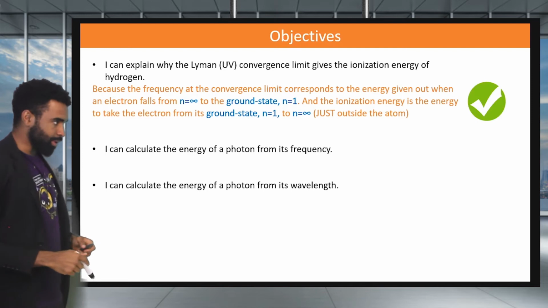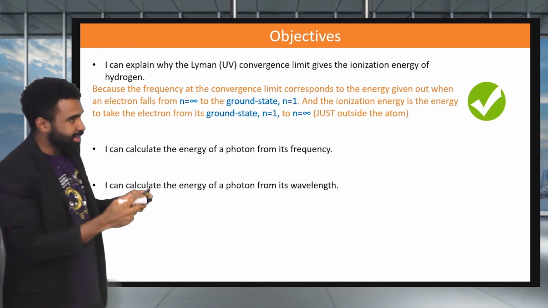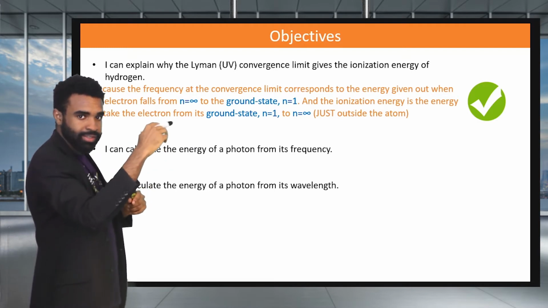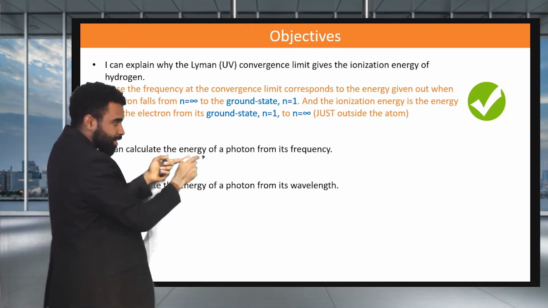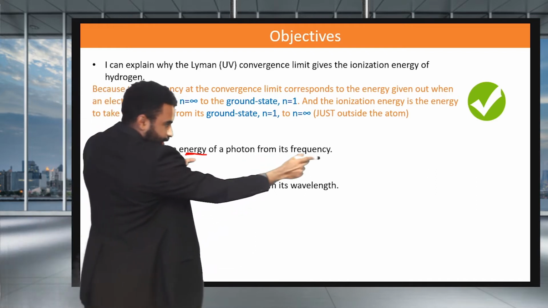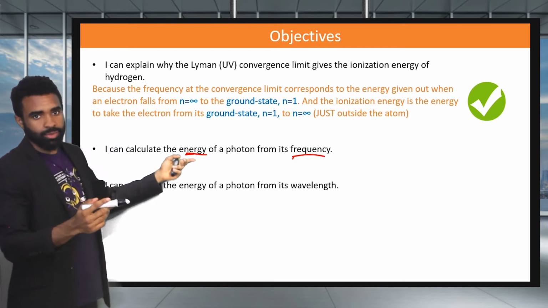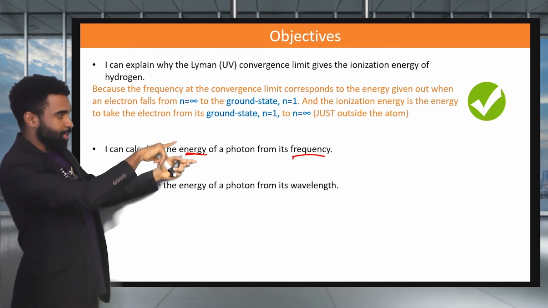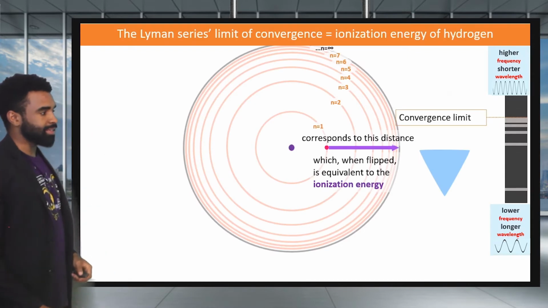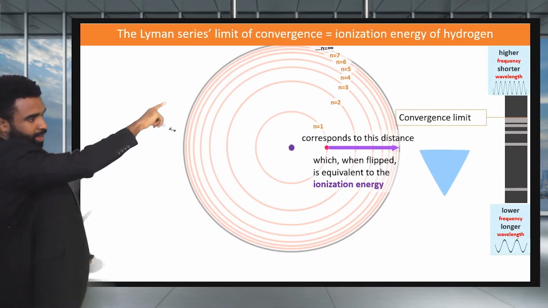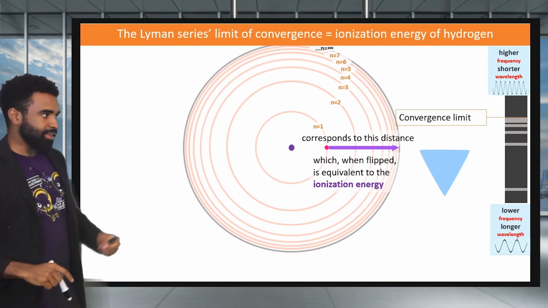Let's look at these next two now. So basically in this one we've covered how the frequency of the convergence limit can give us the ionization energy. Now we need to actually calculate the ionization energy given frequency. But we won't only calculate ionization energy, we'll calculate just any energy when given frequency. And secondly, we'll calculate energy from wavelength. So let's get started.